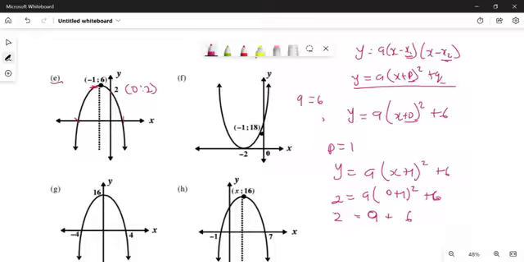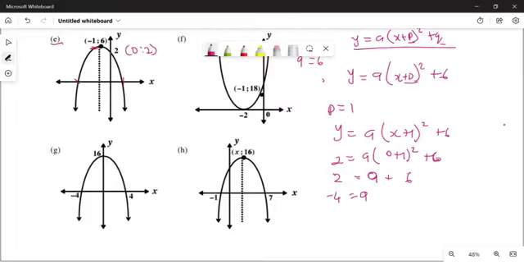Take this to the other side. If you take the 6 to the other side, it's positive, so it's going to become what? So you're going to have -4, which is equal to a. Does it make sense? Okay, we are not done, but then we put in what a is. Take this equation from here, and instead of a, what are you going to put? So you have y equal to -4(x + 1)² + 6.